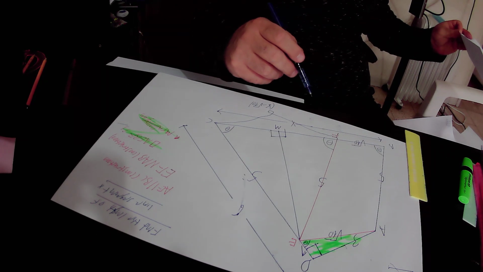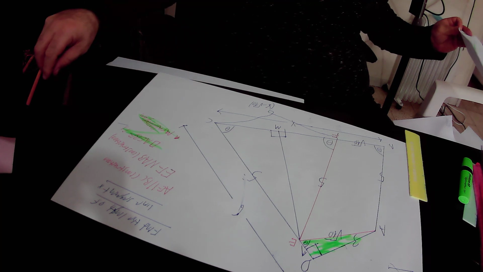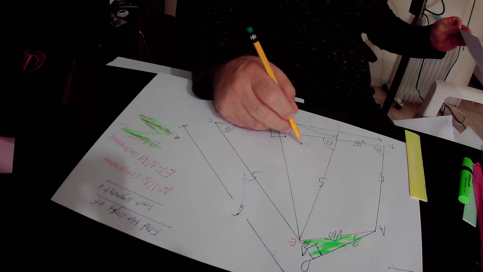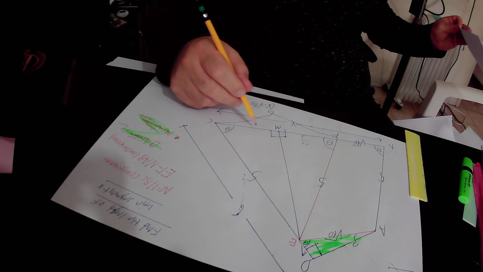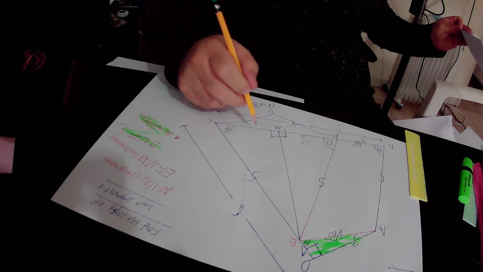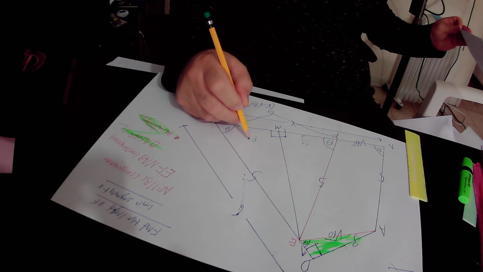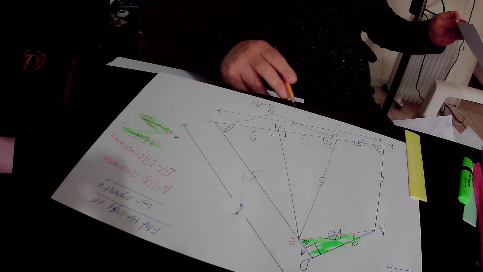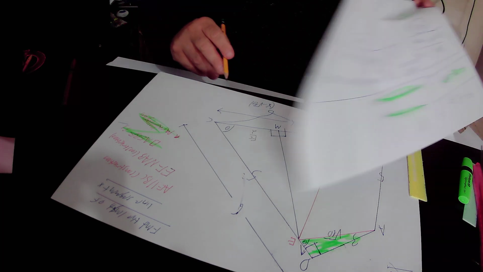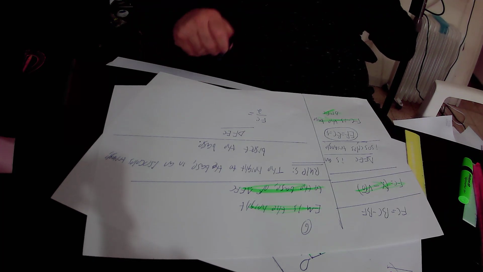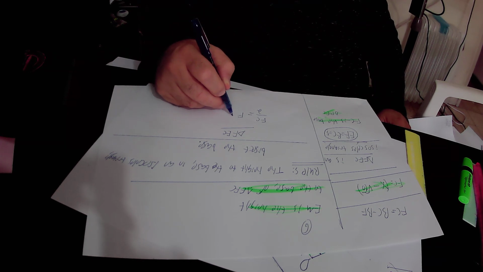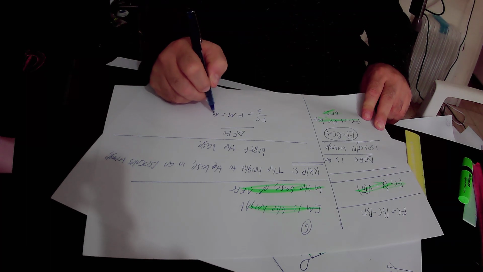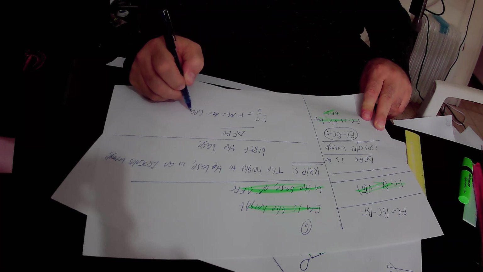So this part FM will be equal to FC over 2, and the other part MC will be also equal to FC over 2. So FC over 2 equals FM equals MC. FC over 2 equals FM, and it is equal also to MC, according to rule number 5.